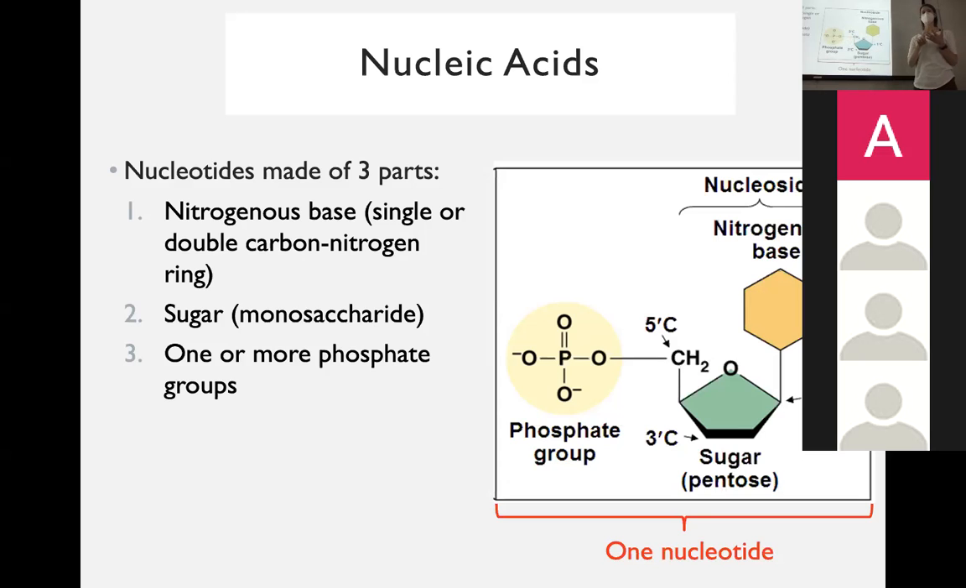So those are the 3 parts of a nucleotide. So just 1 monomer, which eventually a bunch of these are strung together to make DNA, has these 3 parts. Don't worry about this 5'C, 1'C. I'm not going to get into that right now. So you can ignore those numbers. I just want you to know nitrogenous base, sugar, and 1 or more phosphate groups. That makes 1 nucleotide.